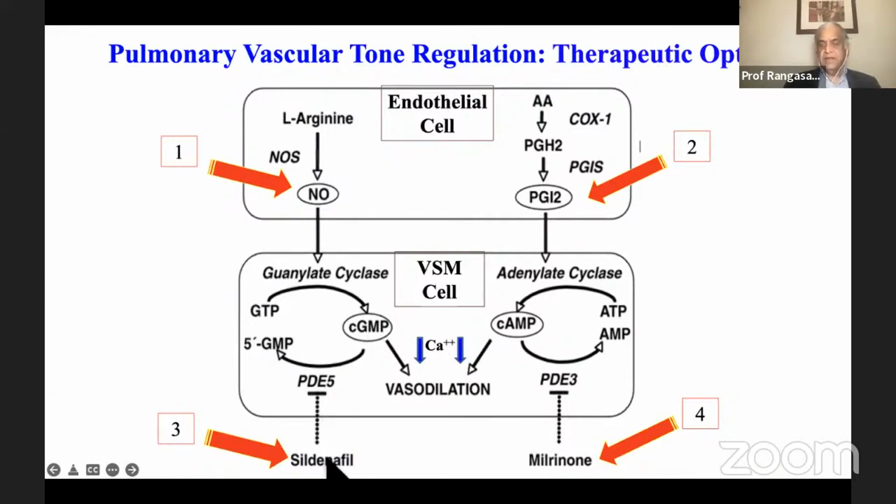Sildenafil acts by inhibiting the action of PDE5, therefore cyclic GMP concentration stays high. To minimize the catabolism of cyclic AMP, which is done by PDE3 to adenosine monophosphate, which is not an active compound, milrinone blocks PDE3 activity. So either you can give nitric oxide or PGI2, or you can use sildenafil or milrinone, depending on the diagnosis.